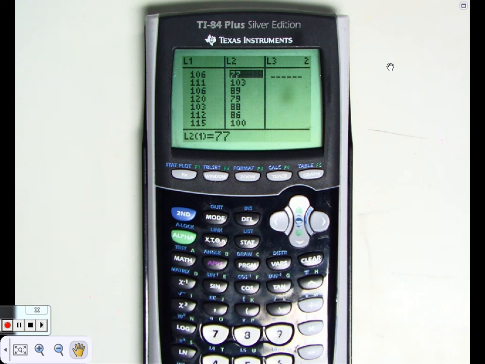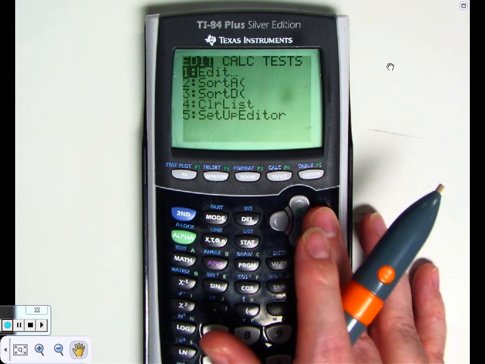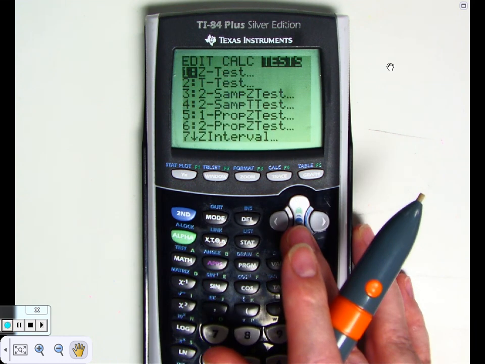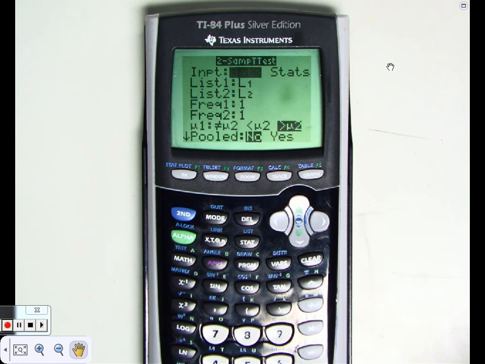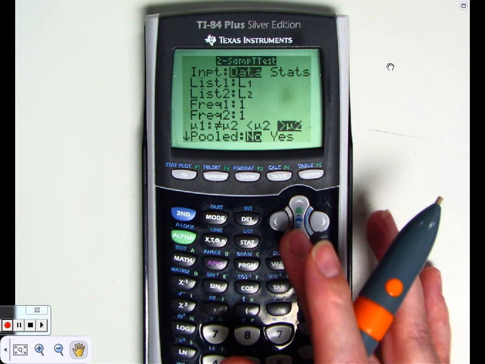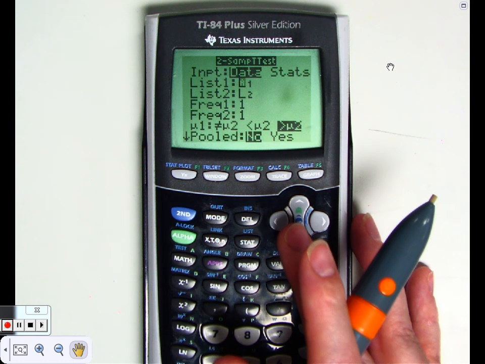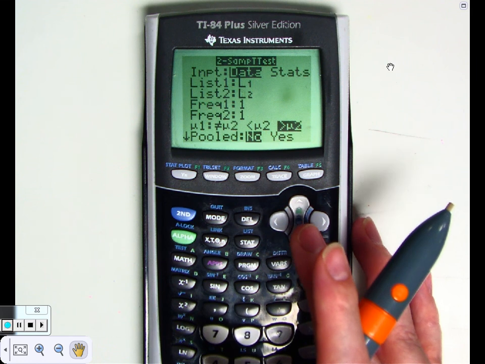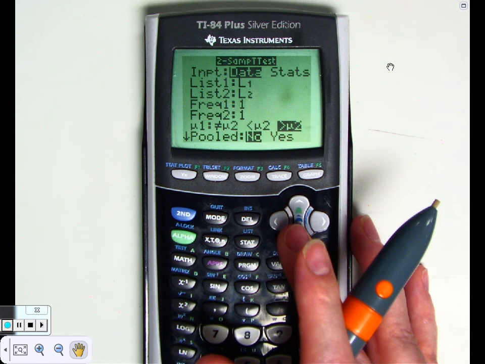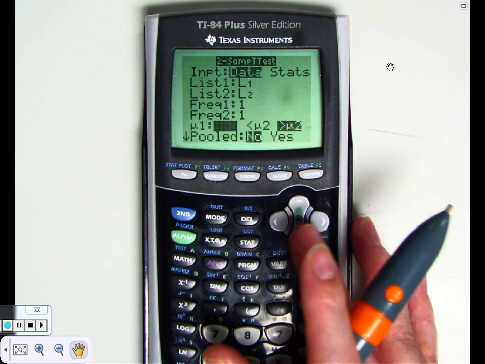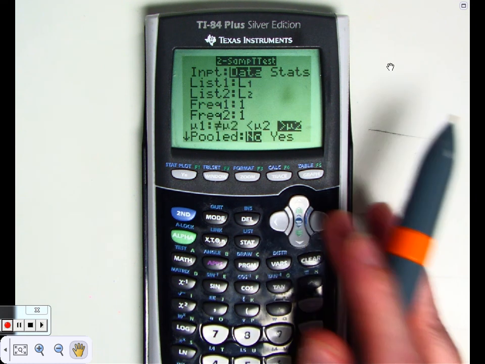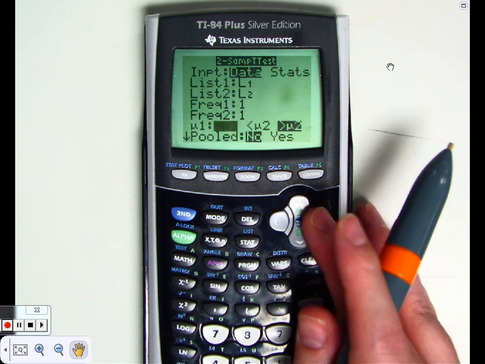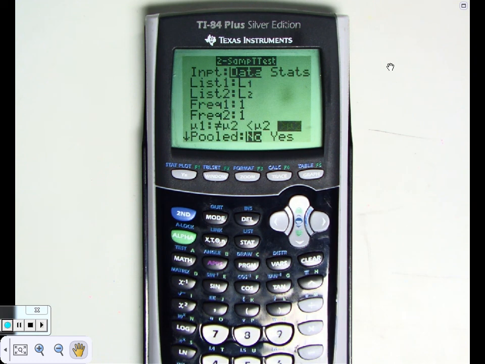in there already. Now to run the test, we're going to go to stat. We're going to go over to tests, and we're going to do a 2-sample t-test. Now our information is already in as data, so we're going to use data. List 1 is going to be for group 1. List 2 is for group 2. We want 1 of each number in there. And then our alternative hypothesis is that the bounty group, group 1, is going to be greater than the generic group.